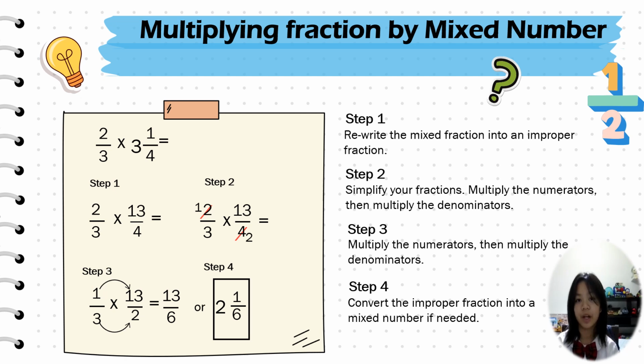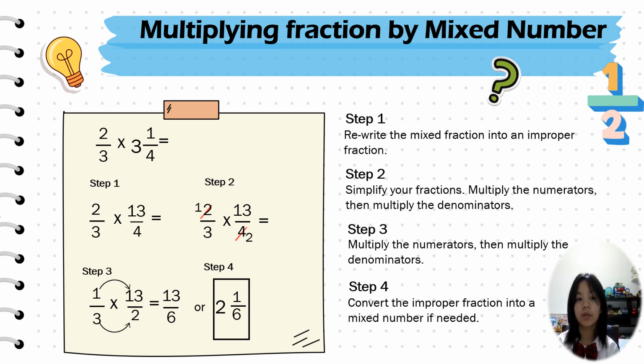Let's also do multiplying fractions by mixed numbers. First, we rewrite our mixed fraction into an improper fraction. In our example, 2/3 times 3 and 1/4. We convert the mixed fraction into an improper fraction. We do this by multiplying the denominator with the whole number, plus the numerator, then copying the same denominator. So in our mixed fraction, 3 and 1/4, 4, which is our denominator, times 3, which is the whole number, plus 1, which is the numerator. 4 times 3 plus 1 is 13. Then we copy the denominator, 4. So the improper fraction would be 13/4.